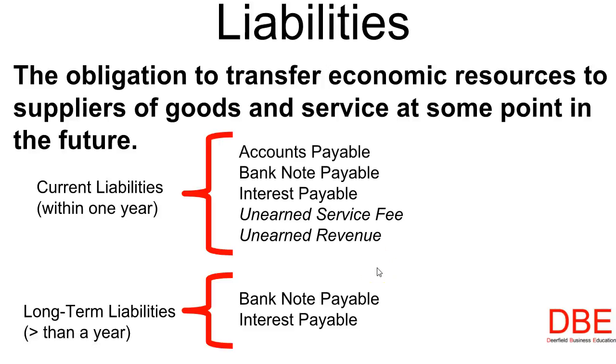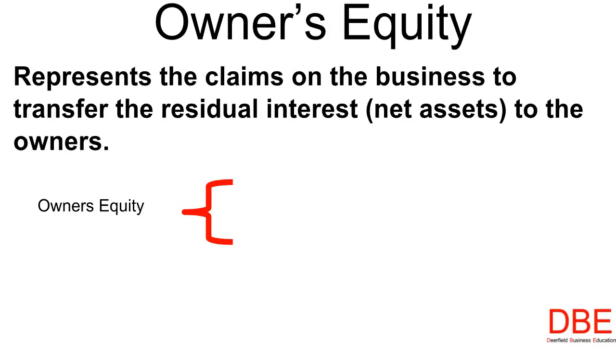All right, the next one we're going to look at, and the final classification, is owner's equity. This one represents the claim of the business to transfer interest to the owners. So just think, assets minus liabilities gives you your net worth. Net assets is another name for it. And the only two accounts that we're going to introduce now are retained earnings and common stock.